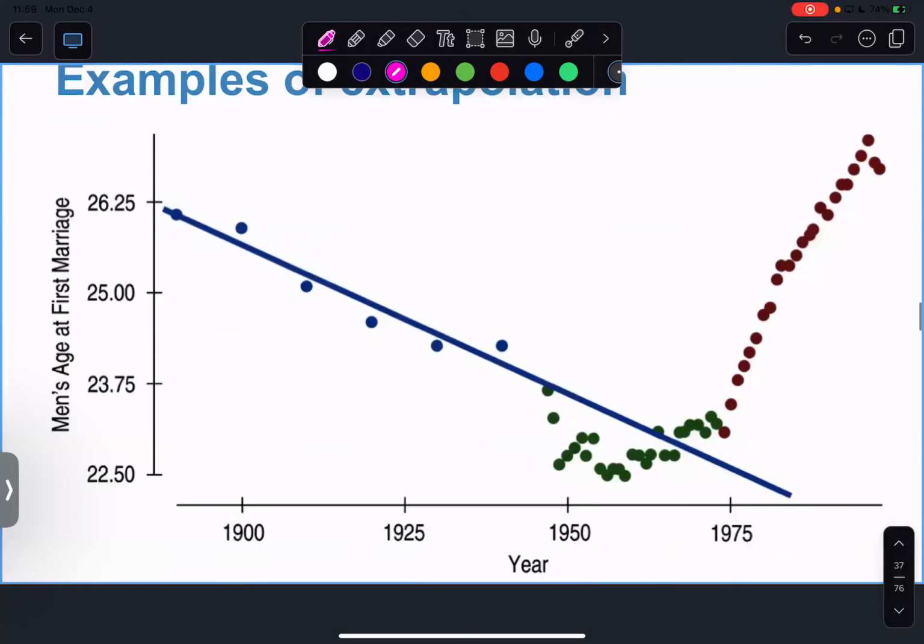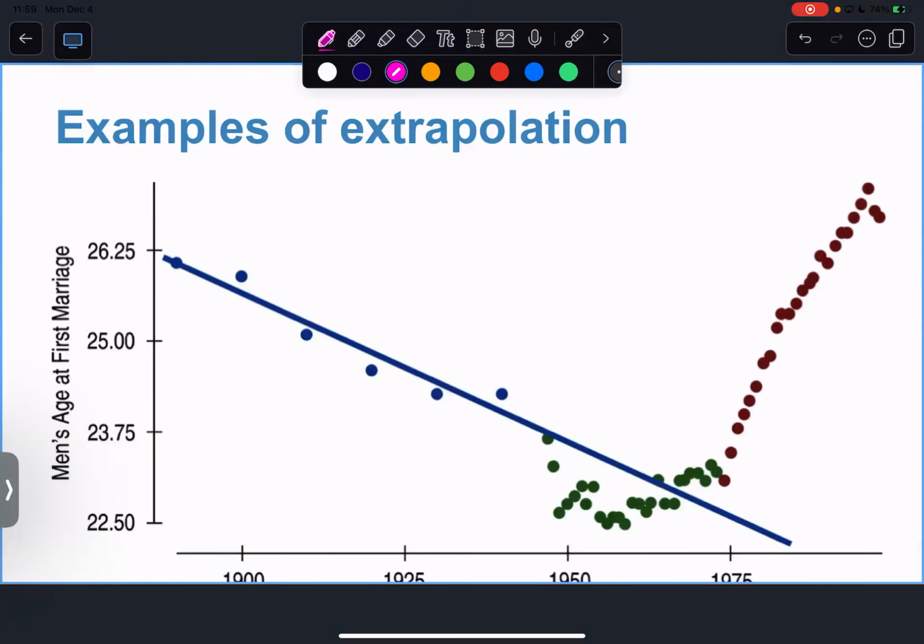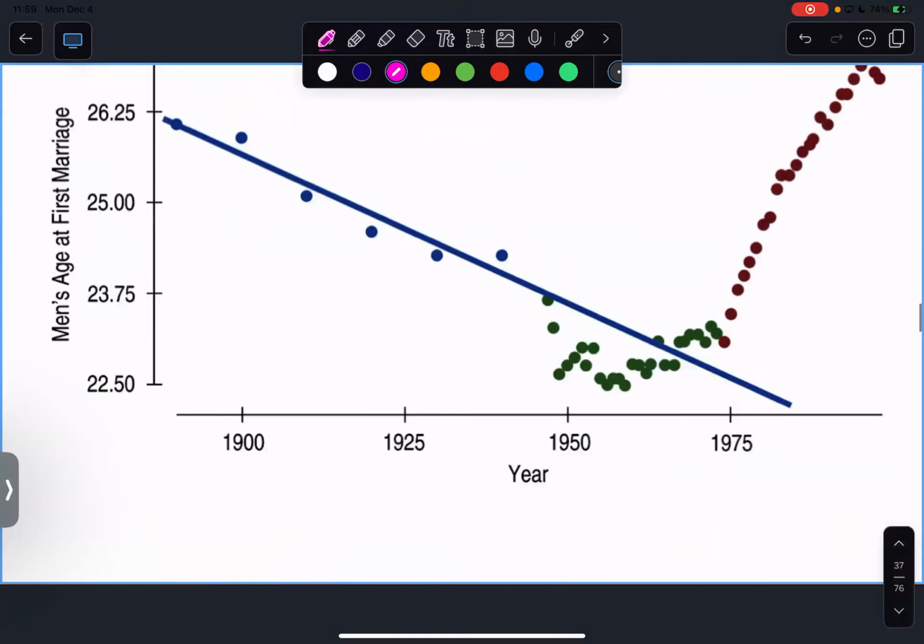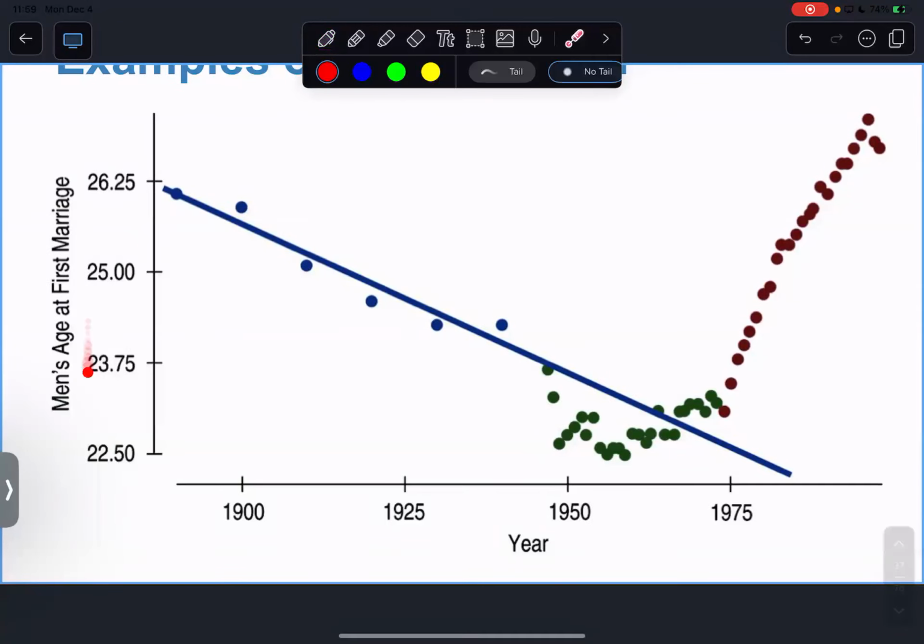Some examples of extrapolation. This isn't the craziest one. So we've got the year and then the men's age at first marriage. And so here they were quite, quote unquote, old. And then they got younger and younger as the years went on, world wars, etc. And so if we use this data to predict values here in, let's say, the 80s, 90s, and now, it would do a terrible job.